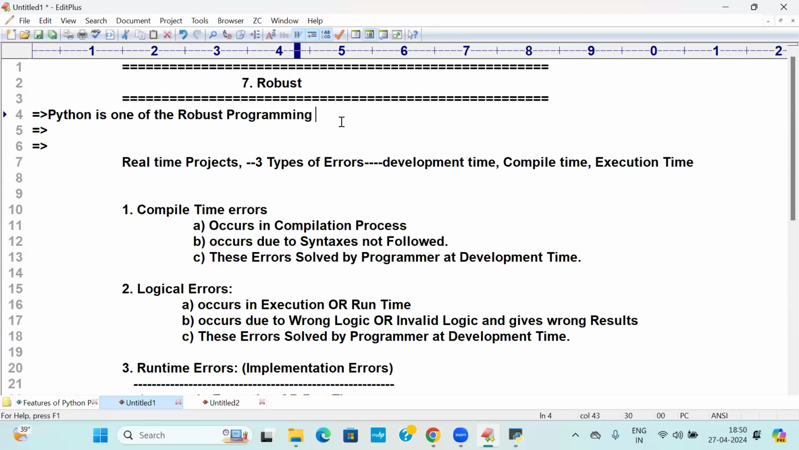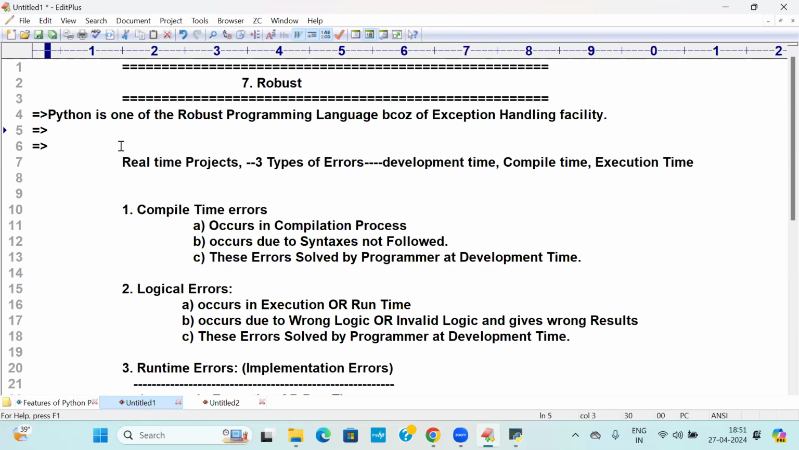Python is one of the robust programming languages because of what concept? Exception handling facility. Here you need to understand what we mean by exception, and what we mean by exception handling.